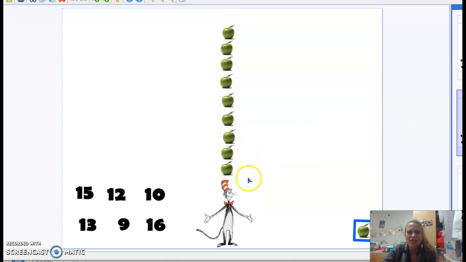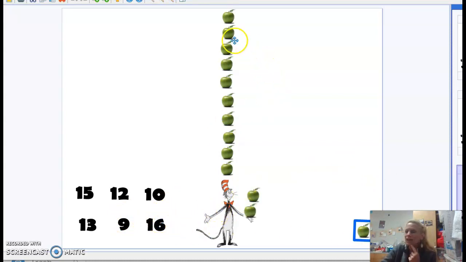All right, let's count the number on his head. 1, 2, 3, 4, 5, 6, 7, 8, 9. Ooh, I'm looking for the number 9. Check when I get it, when I put my arrow on the number 9. Good job. All right, we're going to do 2 more.